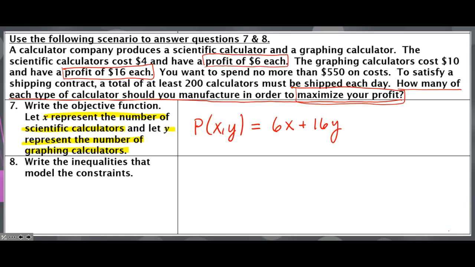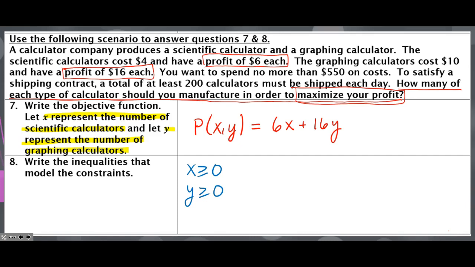Now for number 8, this, in my opinion, is the hardest part. There are two inequalities that are never going to be written in the problem, but you just have to know that they exist. And the two inequalities I'm talking about are that x and y are both greater than or equal to 0. The reason that those are important is because we're talking about real physical objects. We're talking about calculators. You can have 0 calculators, but you can never have a negative calculator. So we have to make sure that we limit both of our variables to show that they can be 0 or they can be a positive number.